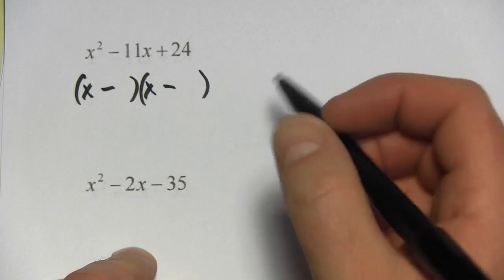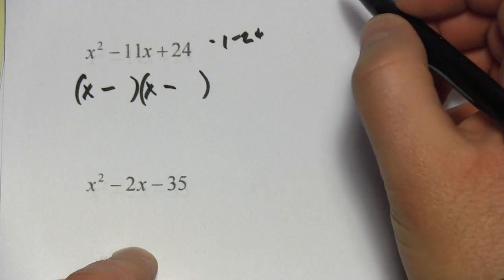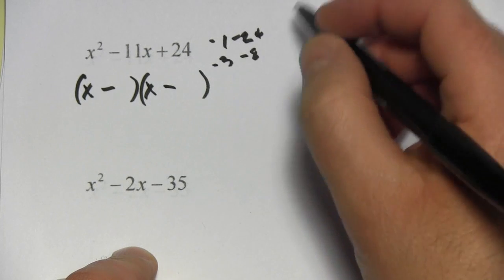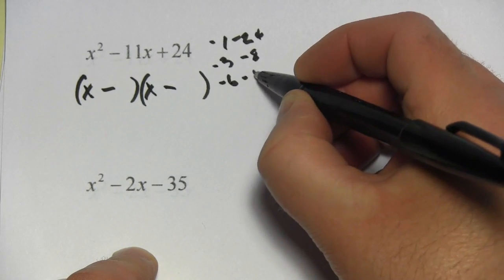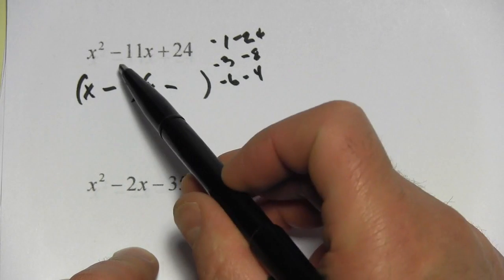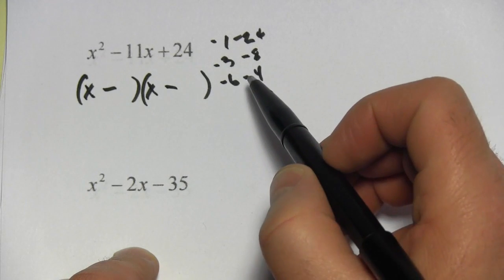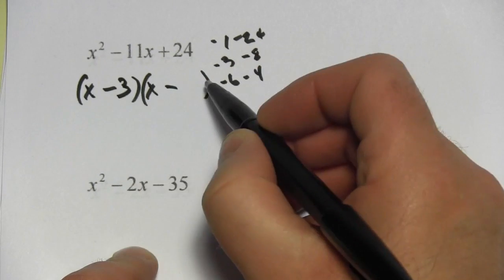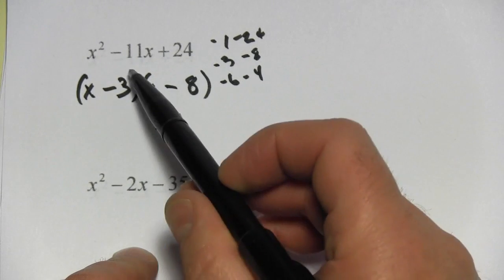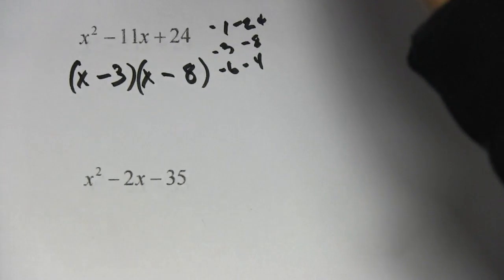So we know the signs are going to be like that. And let's see, 24, well, I can have 1 and 24, and those have to both be negative. Or I could have 3 times 8, or I could have 6 times 4. I suppose I could have 2 times 12. I think we've got it, though, because we're looking for a negative 11. And negative 3 and negative 8, that's going to add up to negative 11. So 3 and 8 multiplies out to positive 24, adds up to negative 11. All right, one more.